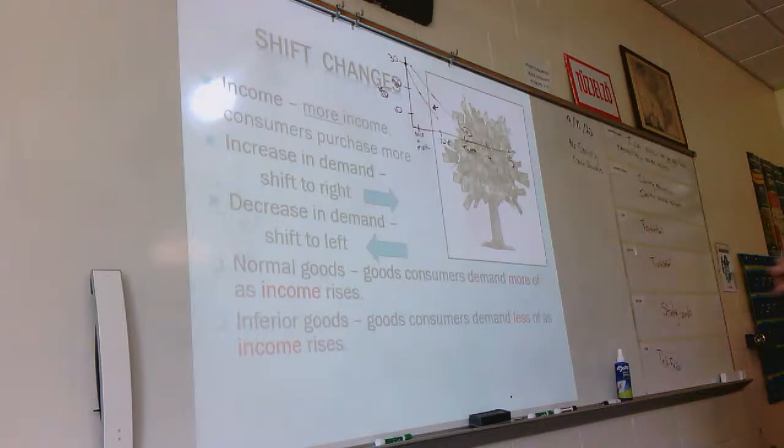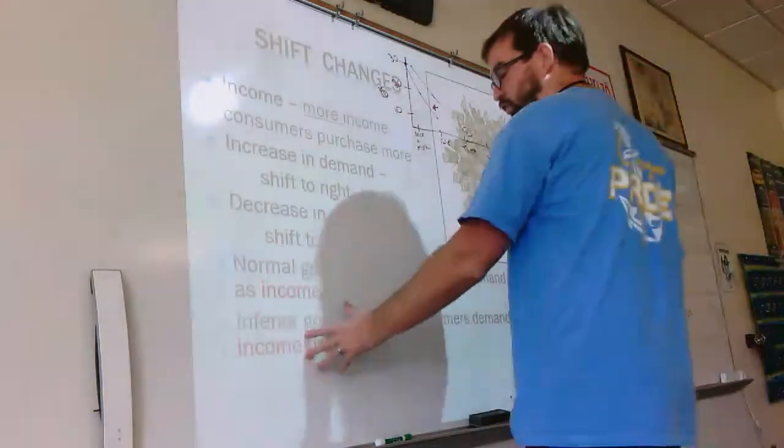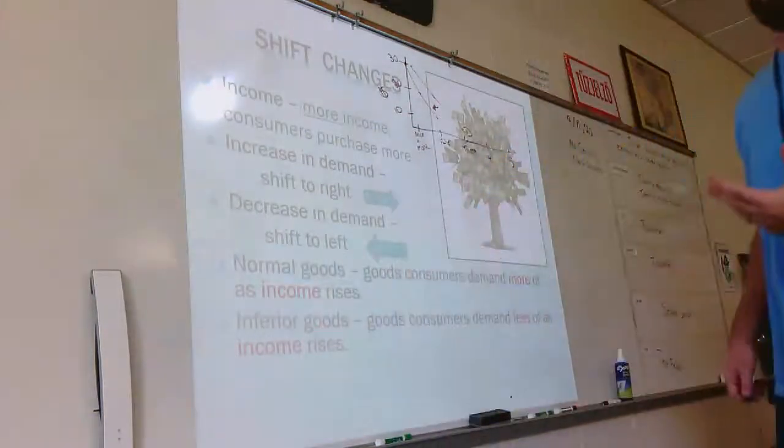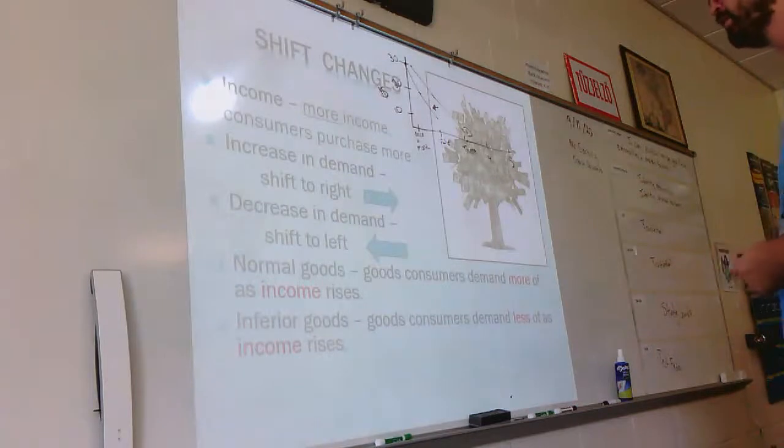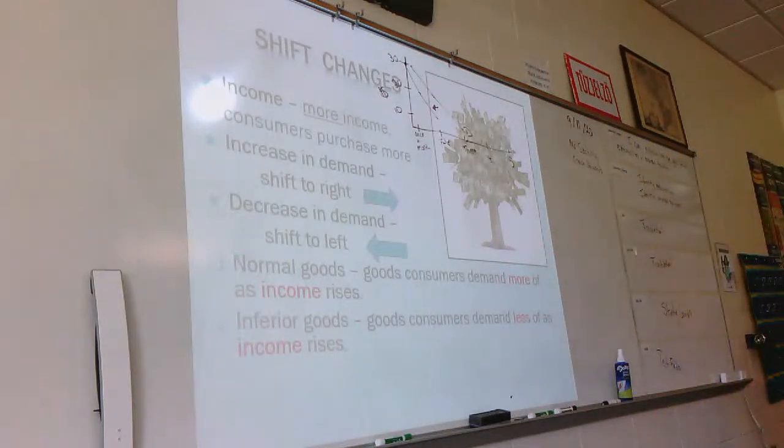But since my wife and I got my teaching job and her lawyer job, our demand for corn dogs and mac and cheese has dropped. I've probably only had it once or twice since we've graduated from college. So normal goods are anything that follows the normal law of demand, that if your income goes up, then your demand for it will go up as well. An inferior good would be the opposite.